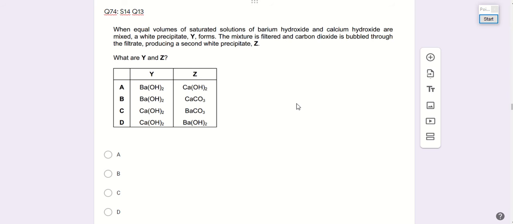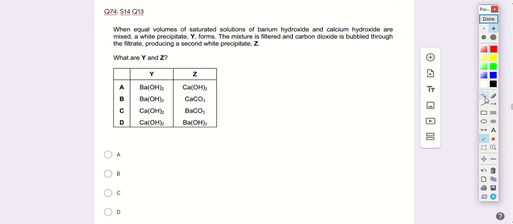Okay, now let's talk about chapter 11, question 74. They mix barium hydroxide and calcium hydroxide together. Then they realize that one white precipitate is formed. Okay, that precipitate is white. I just want to draw a diagram to see the flow of this whole experiment better.